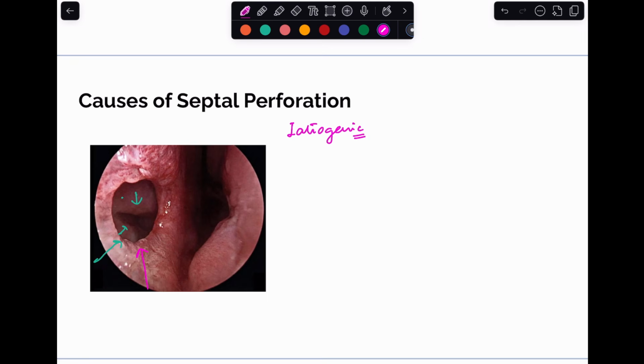Iatrogenic meaning something that we have caused. For example, as a result of doing submucosal resection. I'll talk about how that happens later in the video. Even in case of nasal cauterization, it can lead to the development of septal perforation. Then we have traumatic causes, like if there's a history of digital trauma like nose picking, or in cases of nasal trauma in some kind of accident.